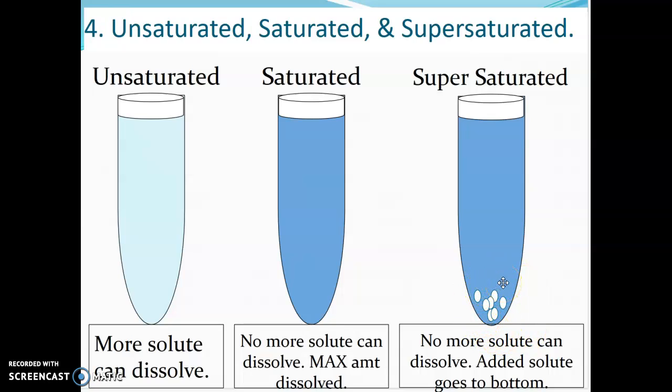Sometimes you might add sugar to iced tea, and everything's going good, and then you add a little too much, and then all of a sudden that sugar starts to pile up at the bottom of your glass. That's because your iced tea has become supersaturated.